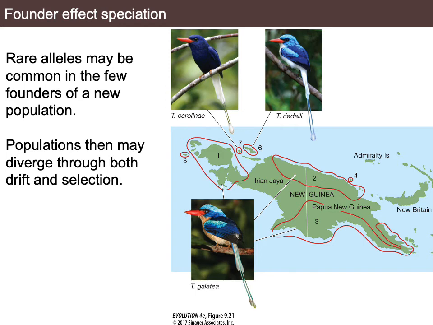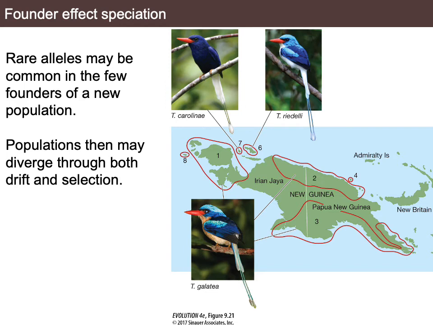Here we have an example of these birds, these kingfishers, that live on this large island of New Guinea, and they have this characteristic coloration of dark blue wings, light blue head, light blue shoulders, bright orange beak, kind of bluish tail. And they live in all of these areas 1, 2, and 3 on the Big Island. But some individuals have colonized these smaller outlying islands. So Island 8, Island 7, Island 6.